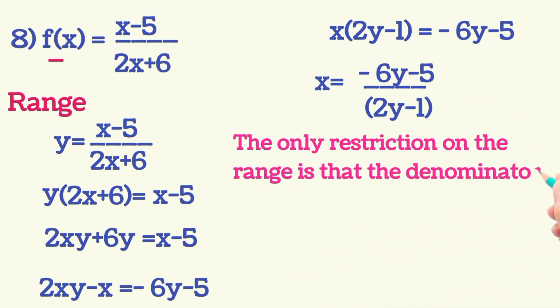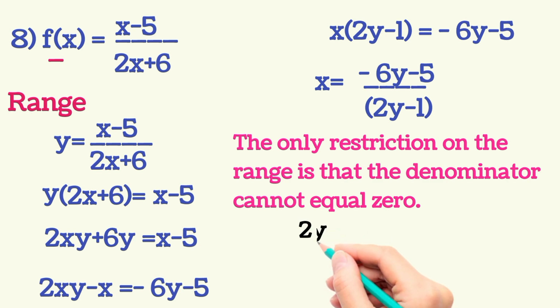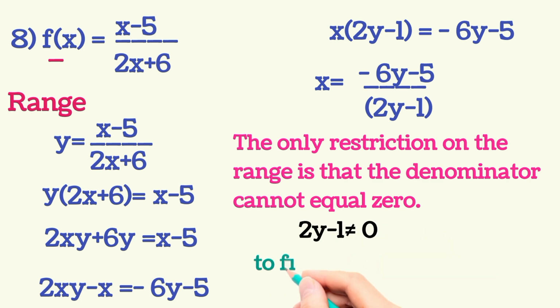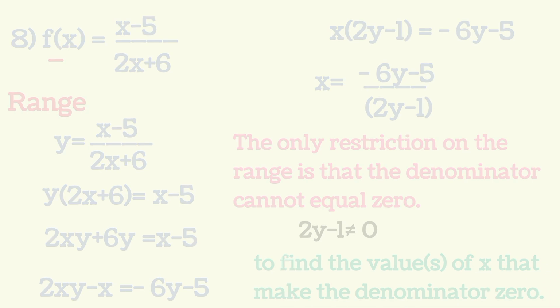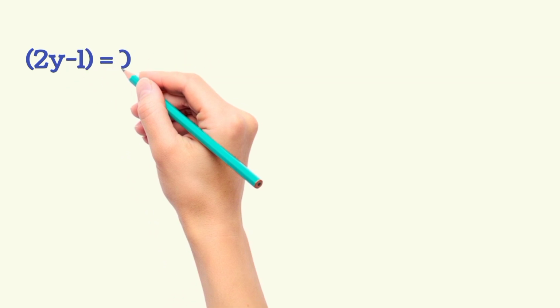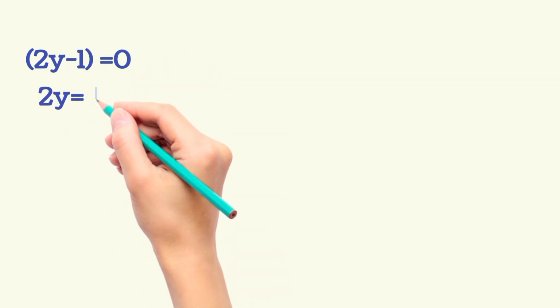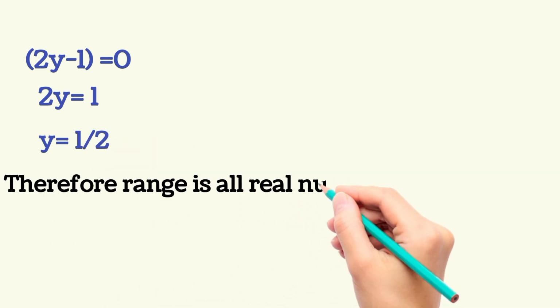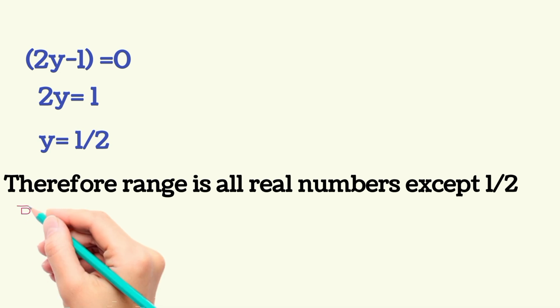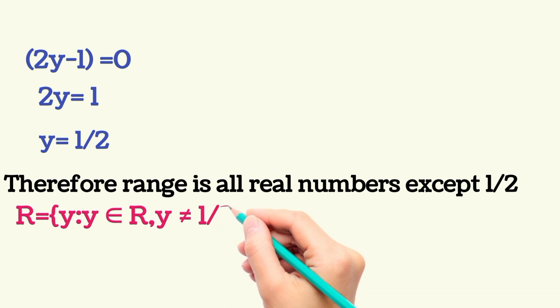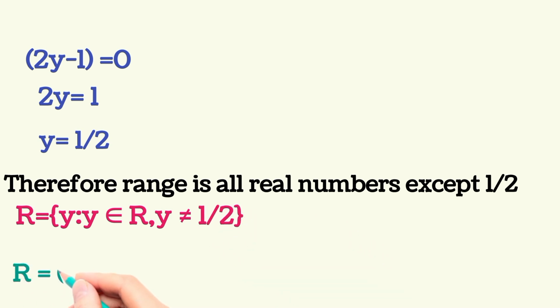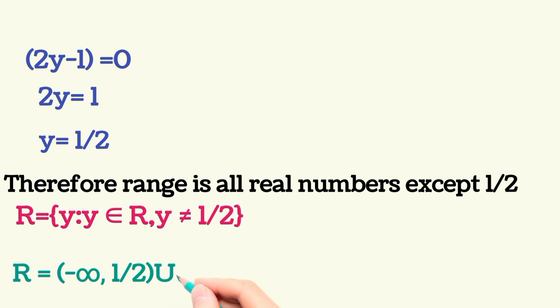Now here the denominator should not be equal to 0. So 2y - 1 should not be equal to 0. Now we will find the values that make this 0. For that we will take 2y - 1 = 0, which will give 2y = 1, or y = 1/2. Therefore range is all real numbers except 1/2. So range of the function will be y such that y belongs to R, y is not equal to 1/2, or range is minus infinity to 1/2 union 1/2 to infinity.